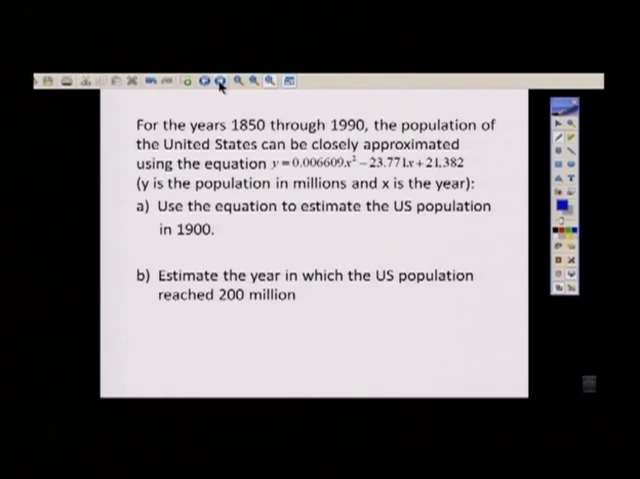So here is a problem for you. It says for the years 1850 through 1990, the population of the United States can be closely approximated by this equation. Y is the population, be careful, the population's in millions, and X is the year. So, the first thing I'd like you to do is use the equation to estimate the US population in the year 1900.